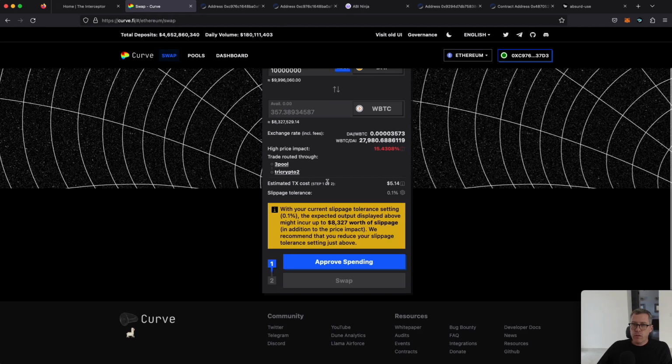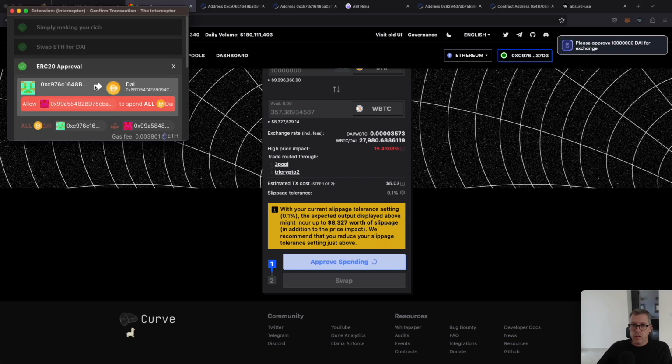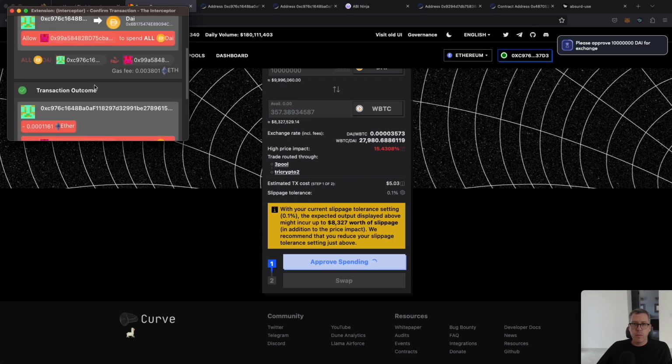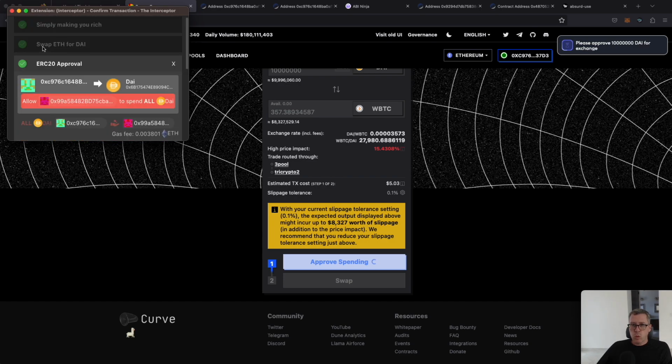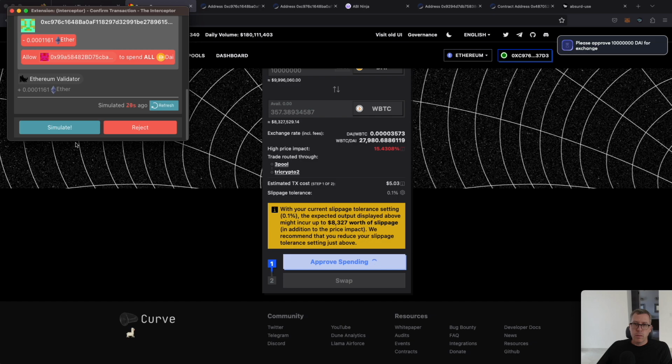Now, unfortunately, we've never interacted with Curve because we've never interacted with anything. So we're going to need to do an approval, just like you do whenever you first come to any site where you've never approved the contracts before. And just like the swap transaction can be simulated, this approval can be simulated as well. And we can see that the visualizer tells us, if you run this, you are going to allow this contract to spend all of your DAI.